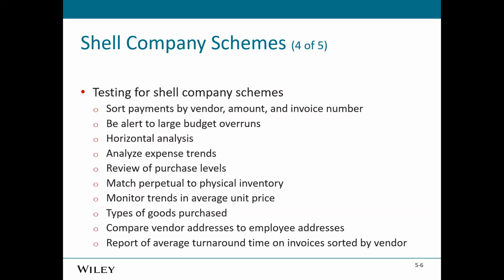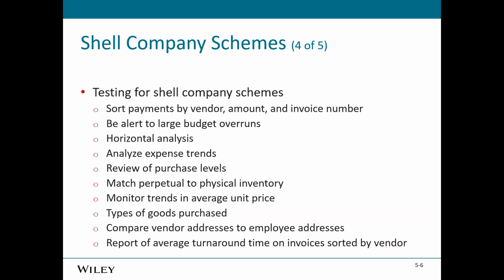So how can we test for these? Sorting payments by vendor, by amount, and invoice number is one way that we can search for red flags, but there are others as well. We can be alert of large budget overruns. So if we are paying a company that really isn't there, and we see that certain accounts are going over budget, we can investigate why we're going over budget, and we'll see those items.